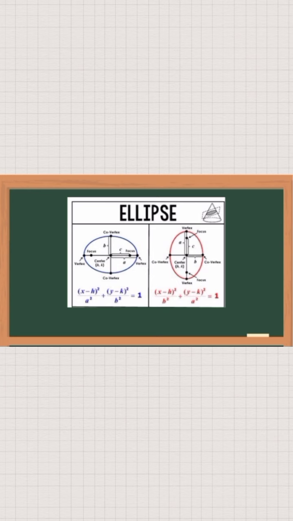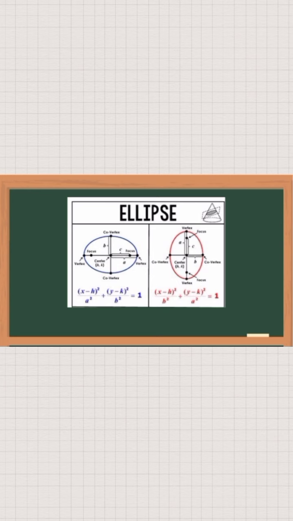So, here are the variables we use to solve an ellipse. A, the distance from center to vertex. B, distance from center to an endpoint of a minor axis. C, distance from center to focus.